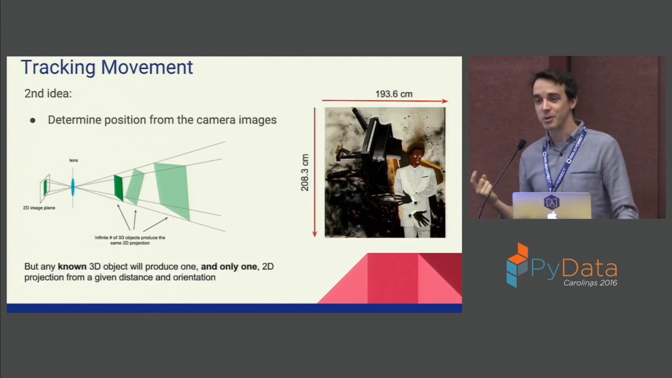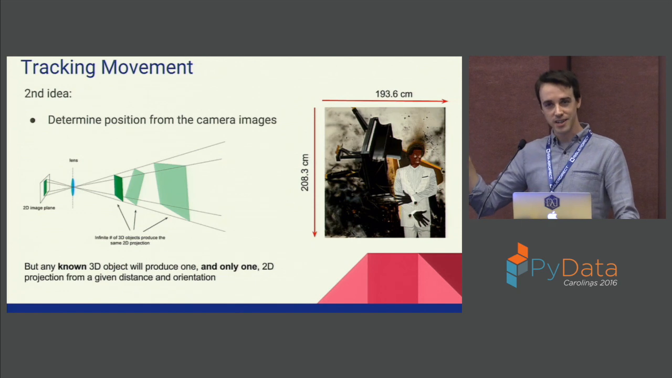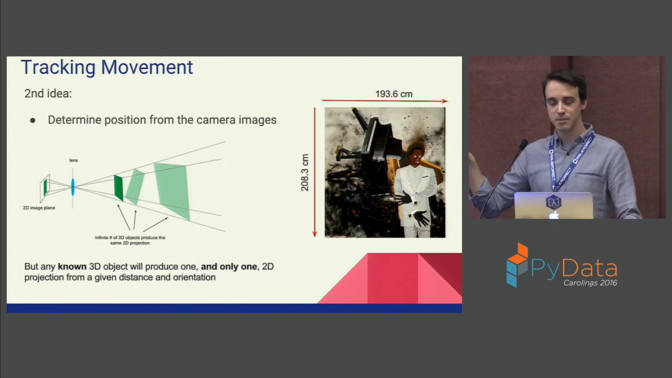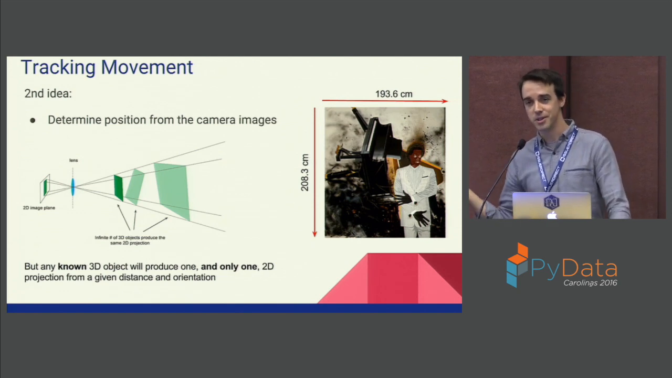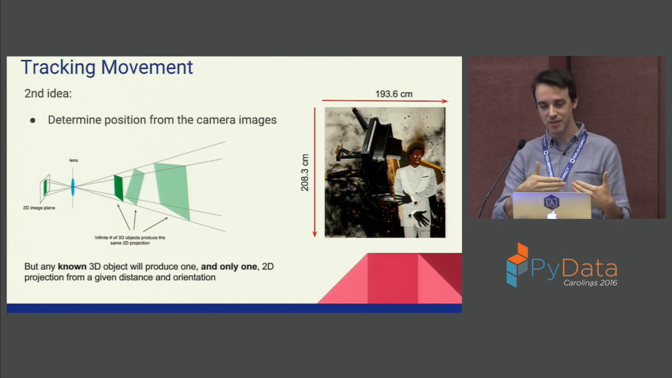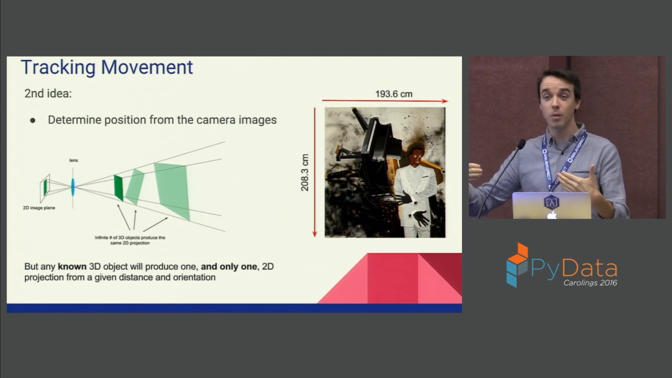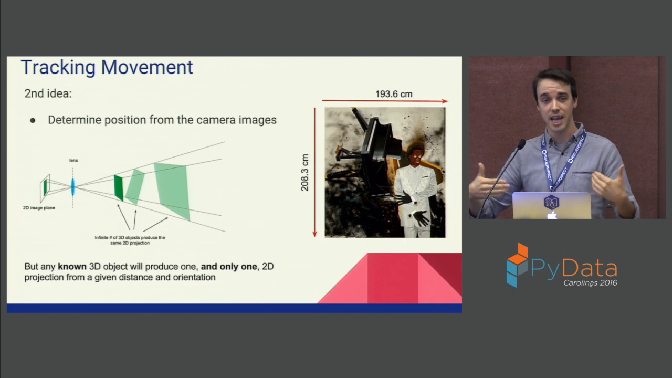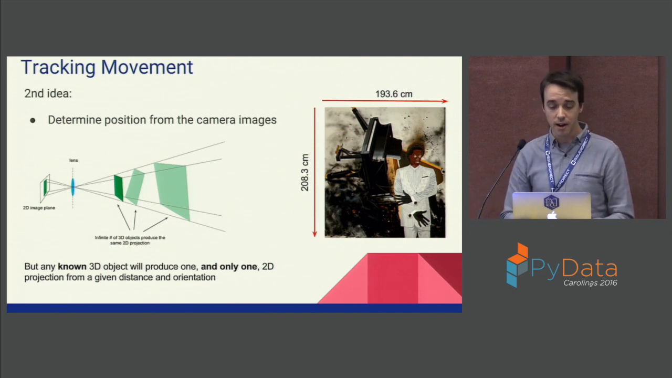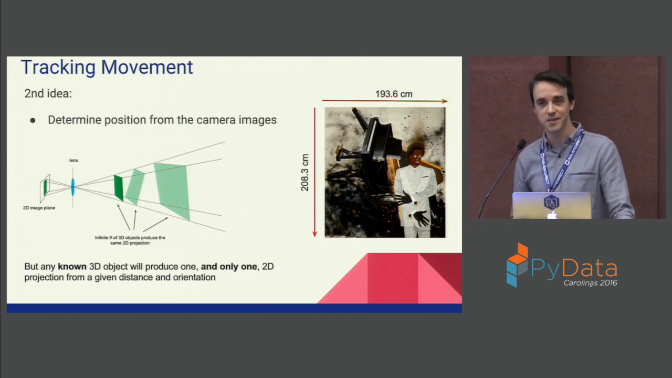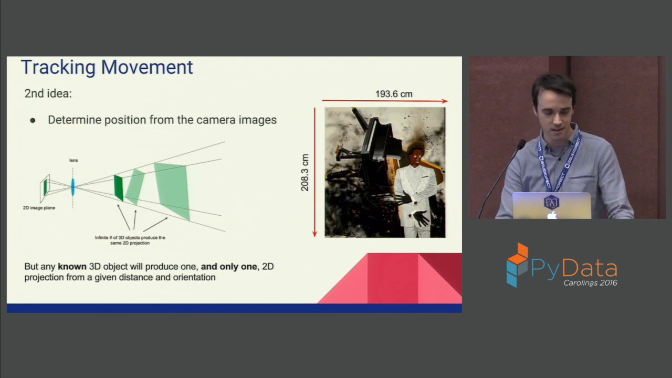The corollary to that, though, is that if you know what the object in the real world is, any single unique object will produce one and only one 2D projection onto a camera frame. And depending on where that object is, that projection on the camera frame will be unique. In our case, we're working with works of art in a museum, so of course we'd know the actual size of these pieces in the real world.